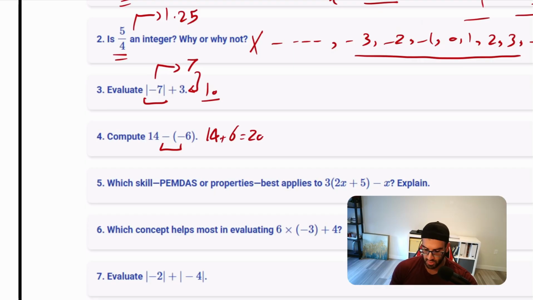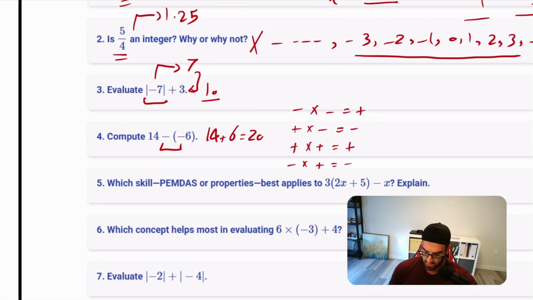For some of you that maybe have a little bit of a problem, negative multiplied by negative is going to be positive. Positive multiplied by negative is going to be negative. Positive multiplied by positive is going to be positive. And negative multiplied by positive is still going to be negative.